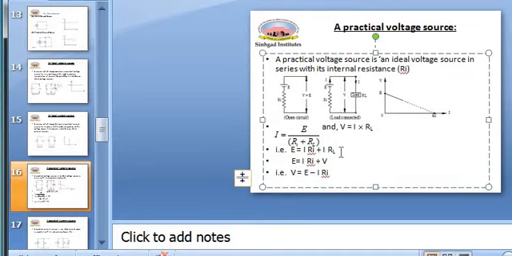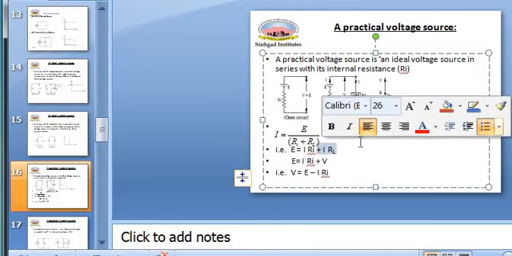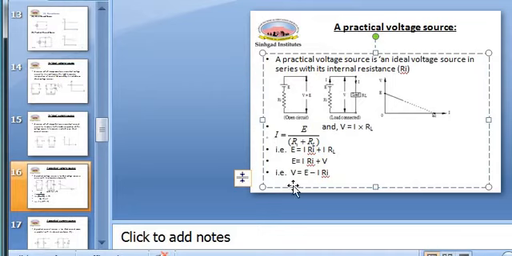E is equal to I into bracket Ri plus RL. After expanding the bracket, E is equal to I Ri plus I RL. We know that this I RL is nothing but the output voltage V. Therefore, E is equal to I Ri plus V. From this equation, what will be the voltage V? V is equal to E minus I into Ri.